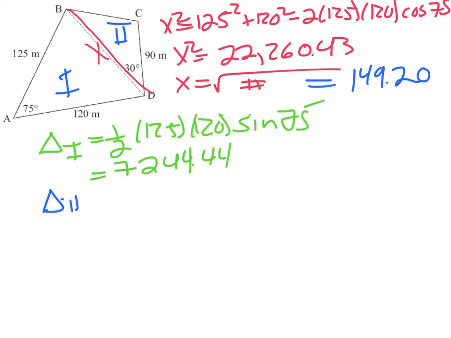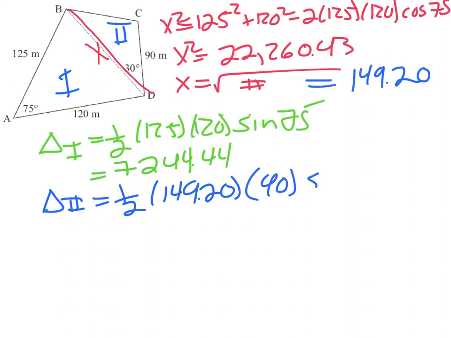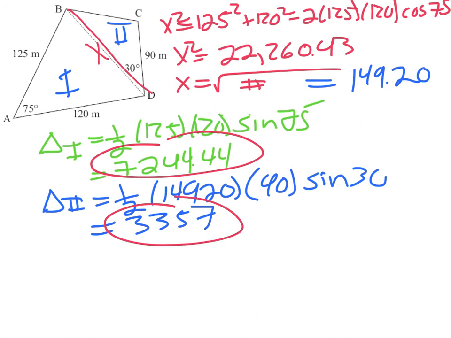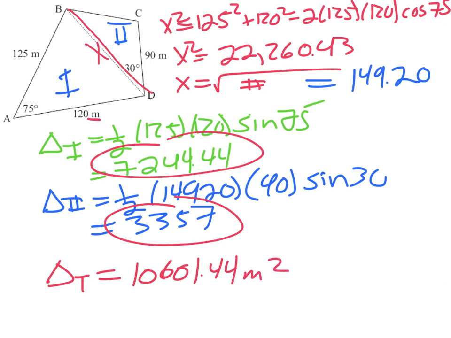Looking at triangle 2, I have 1/2 times 149.20 times 90 times the sine of 30. And that's going to give me 3,357. So then my last task is to take my two areas and add them together. And if I add them together, then I get the total area of my triangles is equal to 10,601.44. And we do have units here in meters, so this is going to be in meters squared.